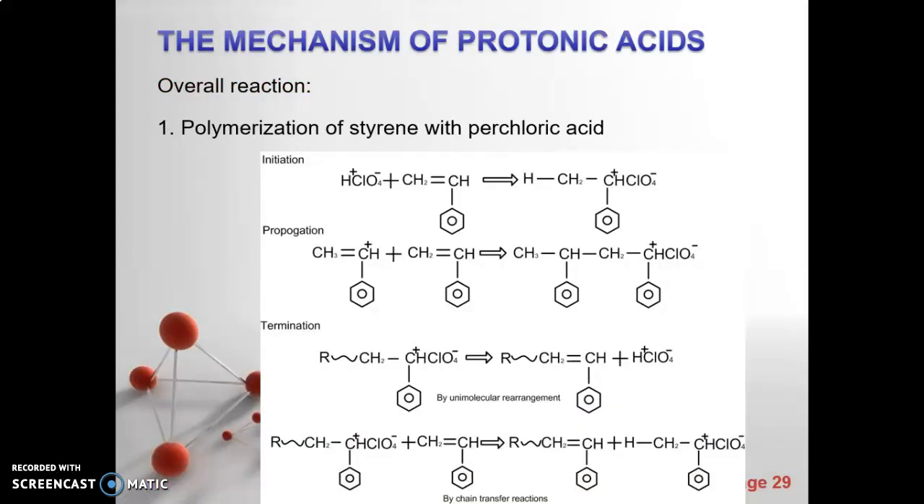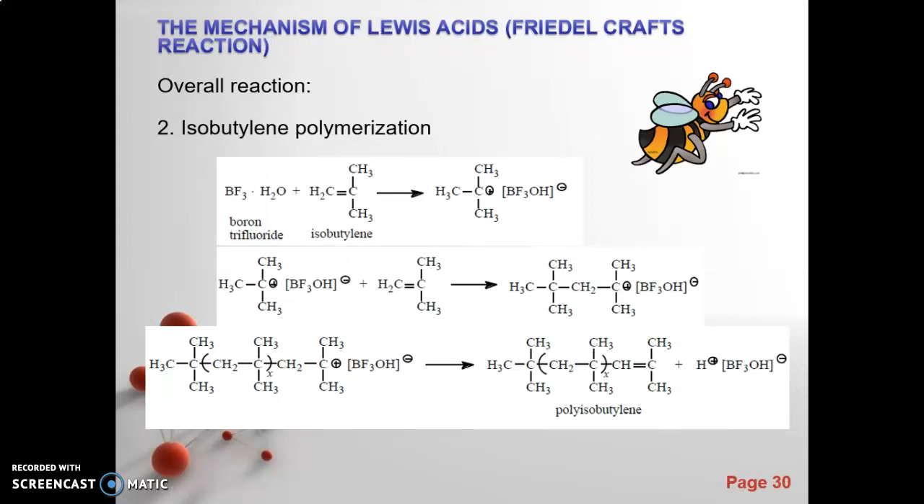Okay, this is the overall reaction of polymerization of styrene with perchloric acid. Okay, you can see both of the terminations, either by unimolecular and by chain transfer. So make sure you get familiar with the mechanism. You have to practice more how to draw the mechanism. This is the isobutylene polymerization overall reaction that we showed earlier, which I redrew. Okay, this one shown is termination by unimolecular arrangement.